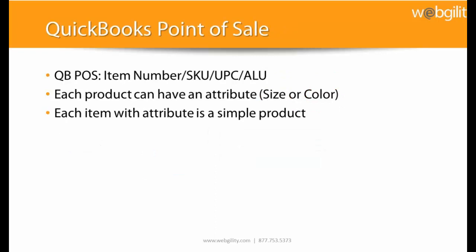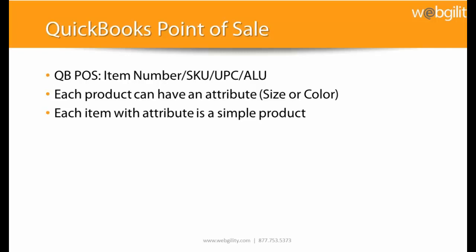Now, I briefly mentioned point of sale and identifying using the item number, the SKU, the UPC, ALU. With QuickBooks Point of Sale, you have a brick and mortar store. The items are physically there. If you have 3 sunglasses and they're all different, I can see that they're all different. I have them all in front of me.